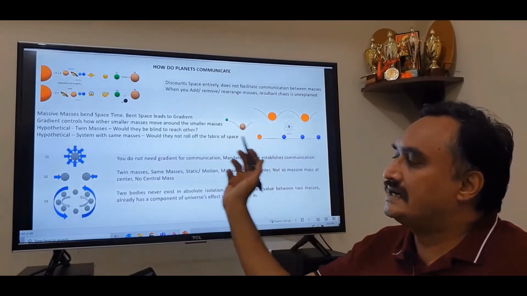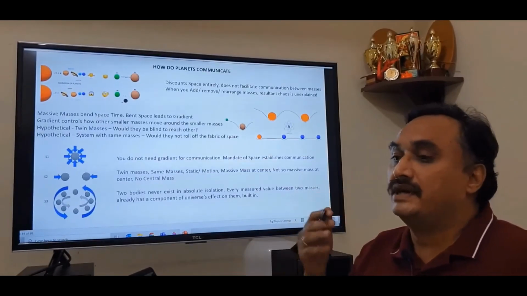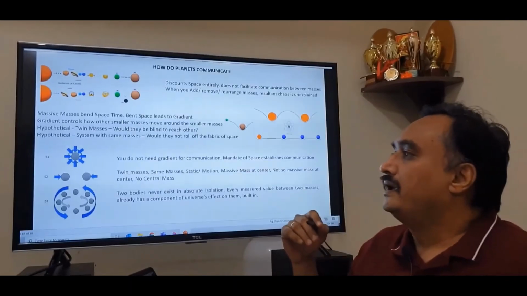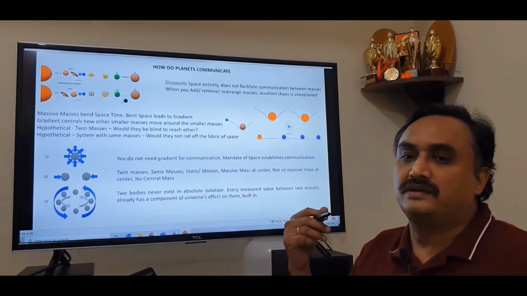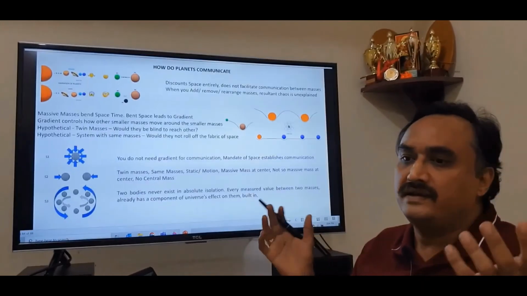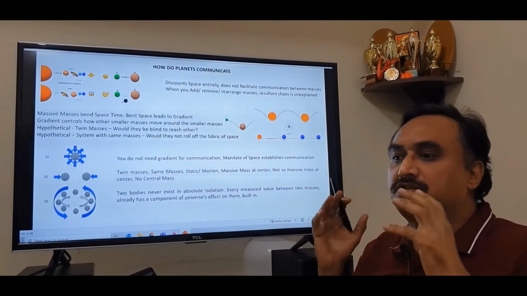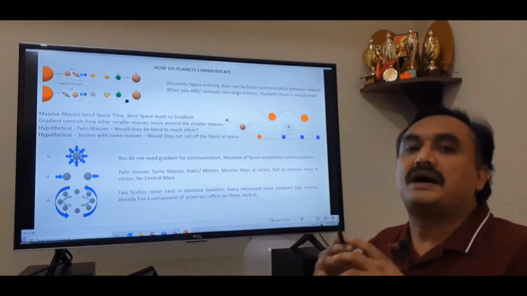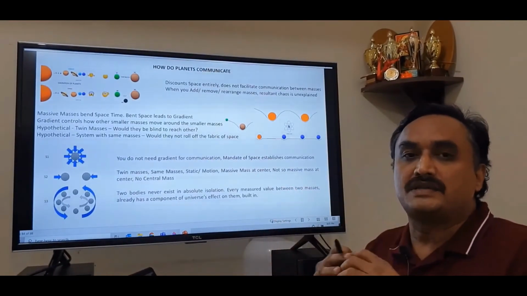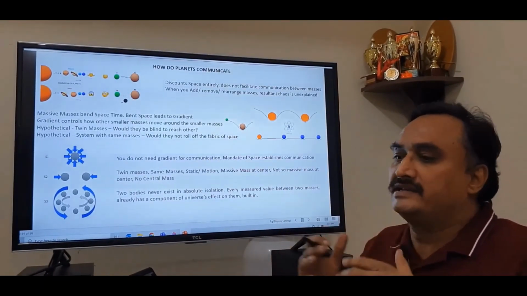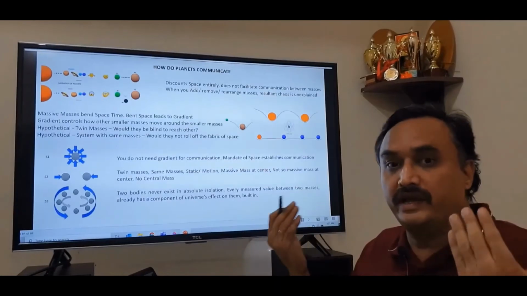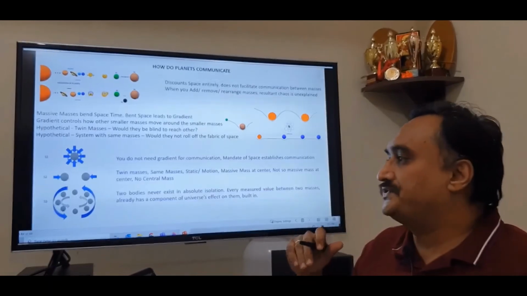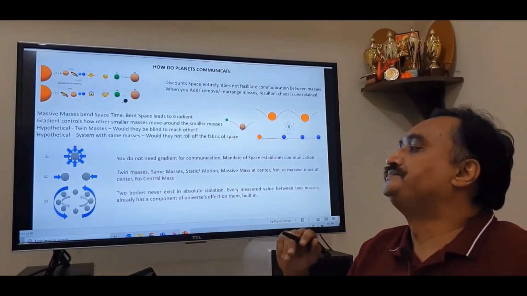So now let us understand how spacity helps planets communicate. The good thing about spacity is you do not need a gradient for communication. The mandate of space itself establishes a communication. The space is supposed to bring the masses together, hold the masses together, and act on them. That itself establishes how the planets are going to communicate. They will be communicating through the space forces S1, S2 and S3.